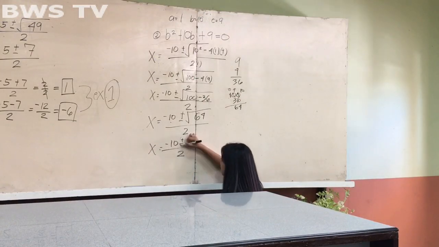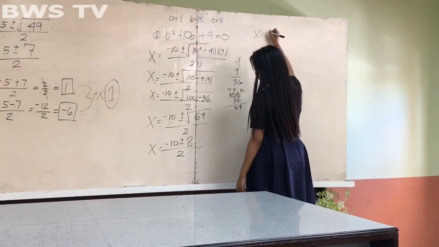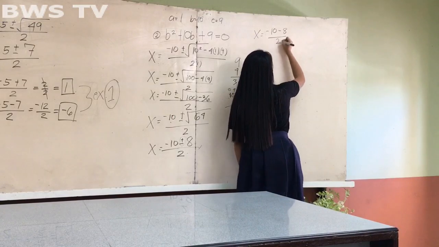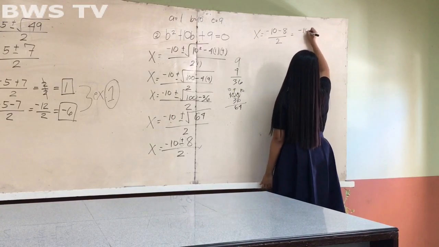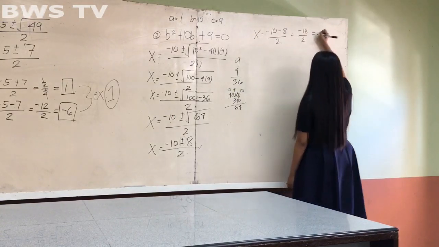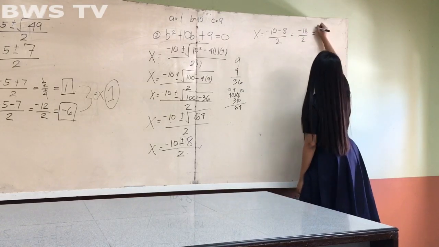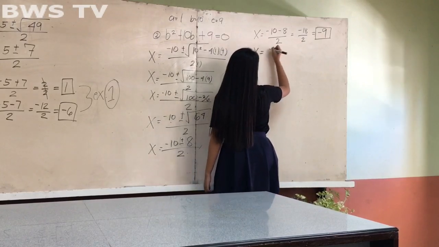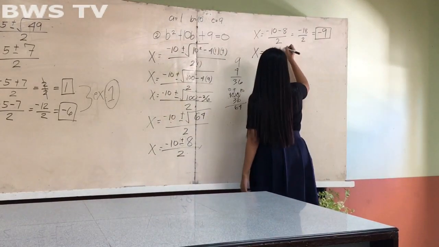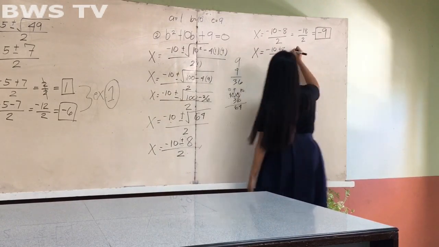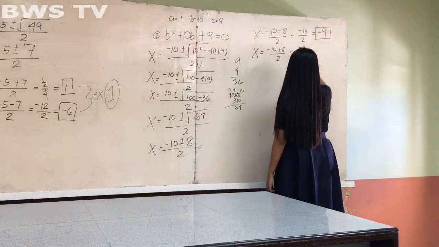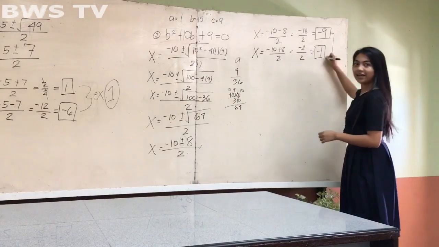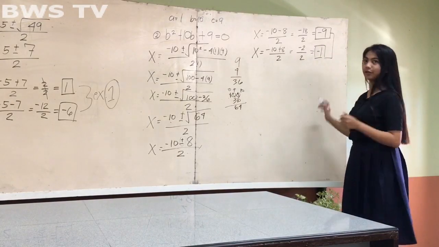We'll apply the plus or minus. x is equal to negative 10 minus 8, which is negative 18 over 2. The answer is negative 9. We'll do the plus. x is equal to negative 10 plus 8 over 2, which is negative 2 over 2. The answer is negative 1. These are the answers for example number 2.